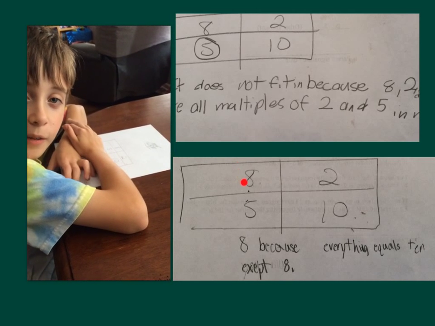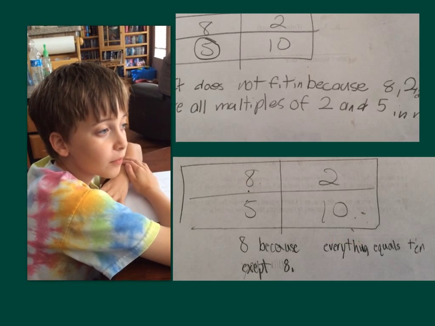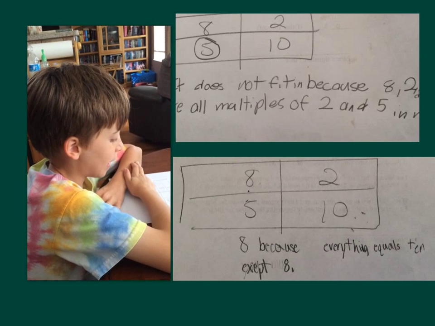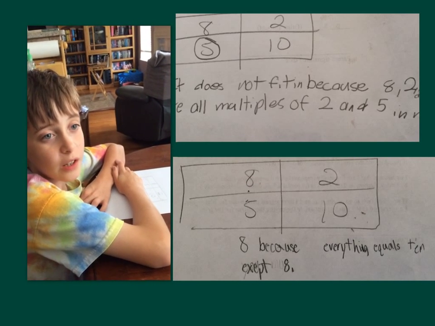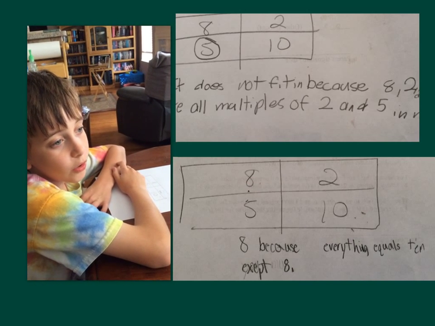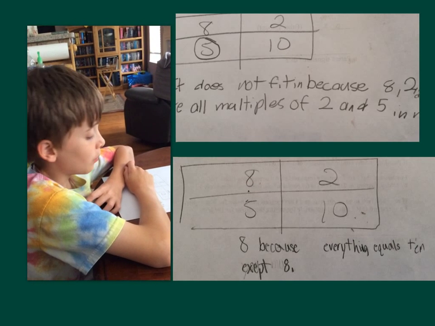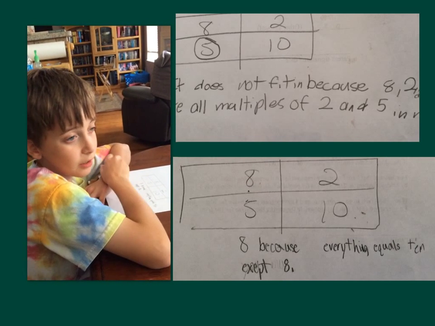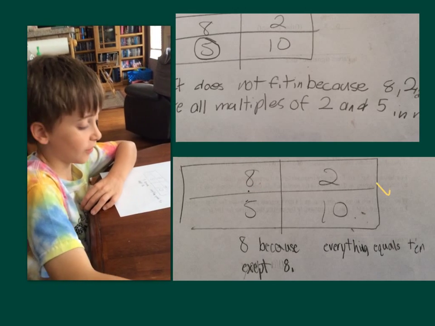I choose number 8 because 2 times 5 equals 10, 5 times 2 equals 10, and 1 times 10 equals 10, and those all are 10. It is all of the multiples of those numbers, but 8 isn't. Nothing times 8 is 10.